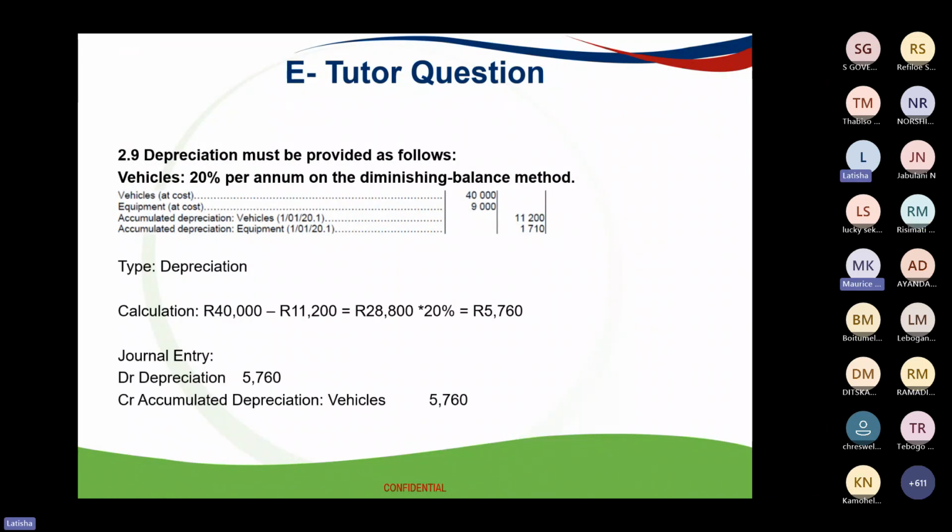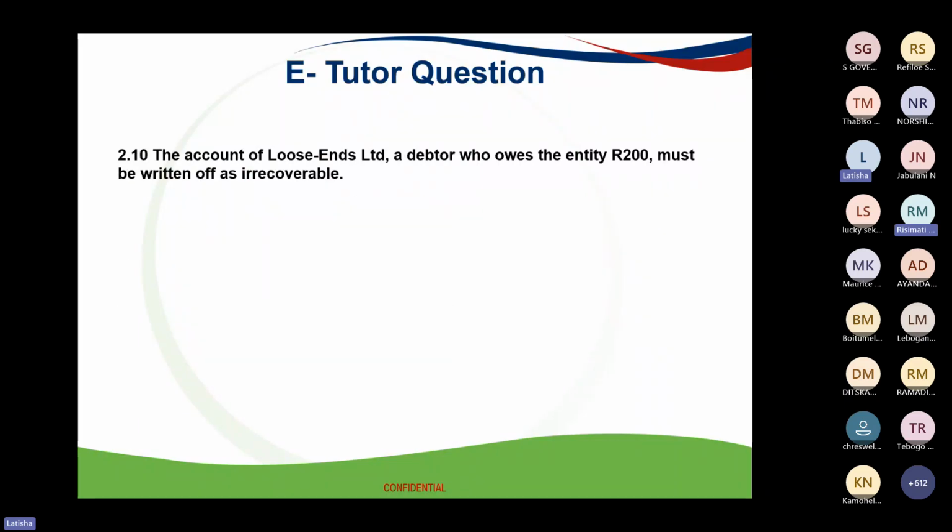Then we'll move to 2.10. Okay, so 2.10 now says the account of loose ends, a debtor who owes us 200 Rand must be written off as irrecoverable. So this is a debtor who owes us money, but essentially when it says it must be written off as irrecoverable, that's an indication that we have what we call a bad debt or credit loss. It's the same thing, just two different words. The accounting definition officially is credit losses.